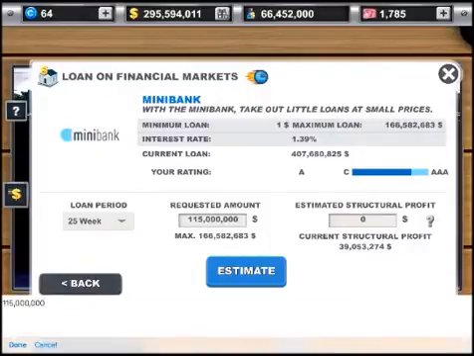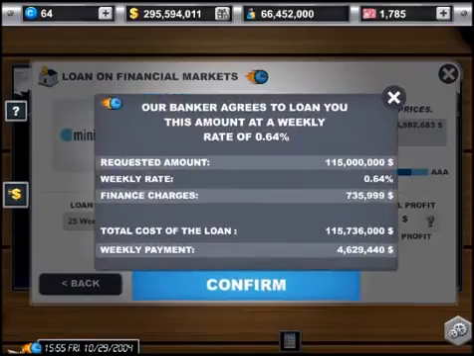And then if I do an estimate here, what it's doing is taking that weekly rate. I guess it's saying 0.6% right now, calculating the finance charge, which is basically just the requested amount times the weekly rate. So that gets you $736,000. And if you add the requested amount together with the finance charge, that's the total cost of the loan. And then they just divide by the number of weeks to get to your weekly payment. So it's kind of a weird concept, and I don't need to get quite into the way finance really works.